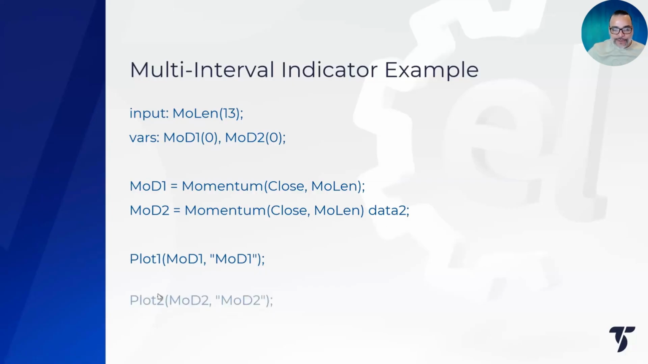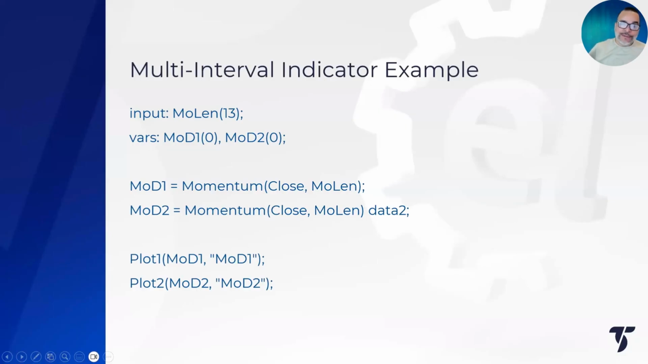Pretty interesting. And of course, we have here the plot of the two momentums, the momentum of data 1 and the momentum of data 2. The interesting thing is that data 2 can be a totally different symbol, or it can be the same symbol on a different time frame. So you could be calculating momentum on a 5-minute time frame, but you want to compare momentum to a daily time frame.